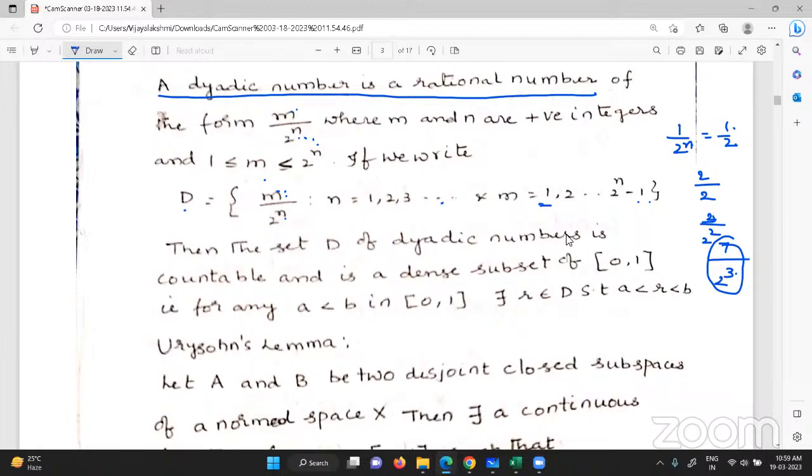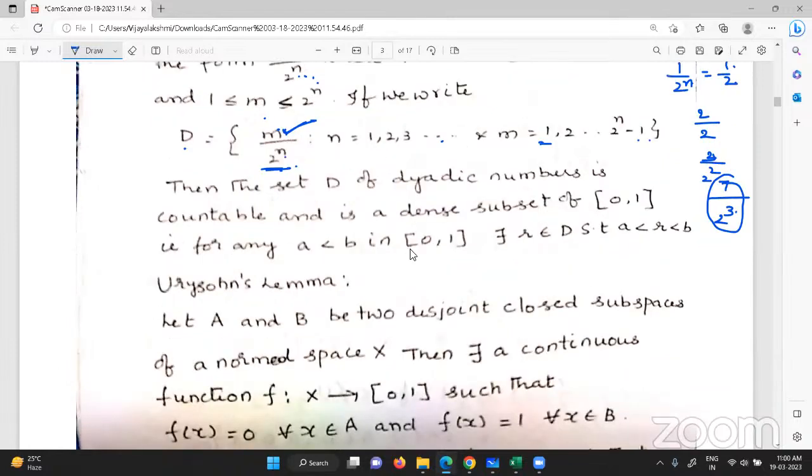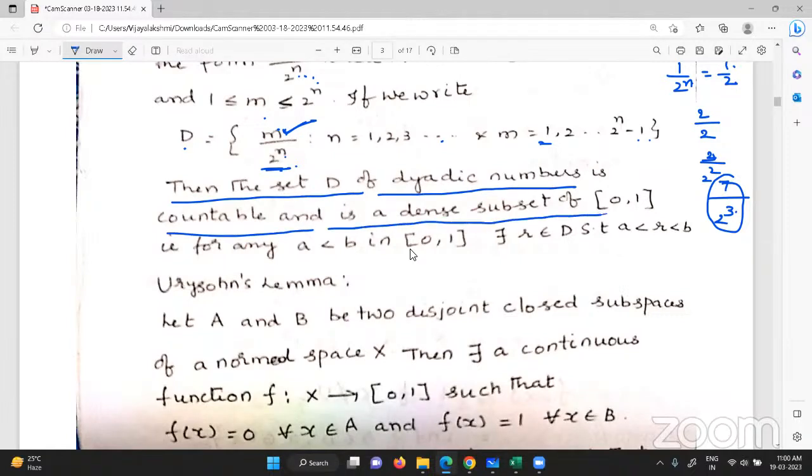See, the numerator is there, no? This numerator should not exceed the denominator. That is the rule. That is the dyadic number. Then the set D of all dyadic numbers is countable and is a dense subset of [0, 1].